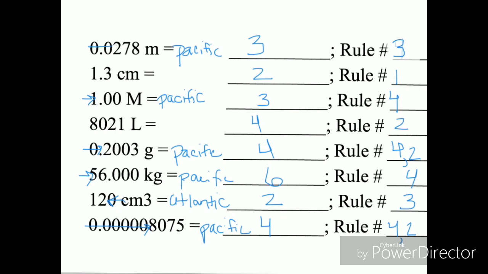Here there are no decimals, so now we can use the Atlantic rule. We start on the Atlantic side of the ocean, hit the first non-zero digit, and count all the remaining digits. 1, 2, 3, 4. 4 significant digits. Check your work, and if you have any questions, bring them to class.